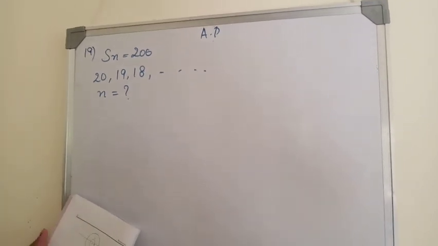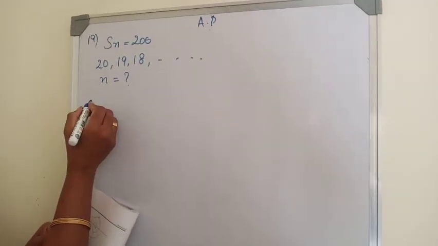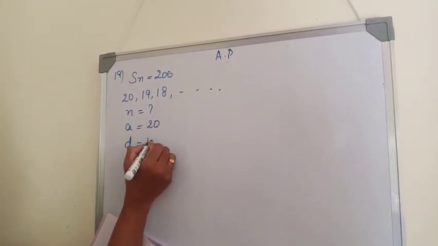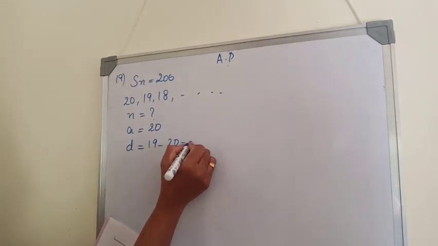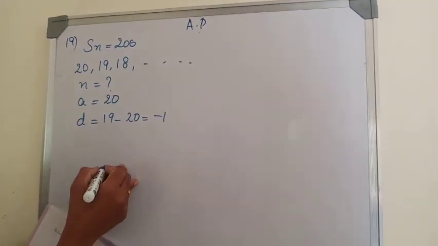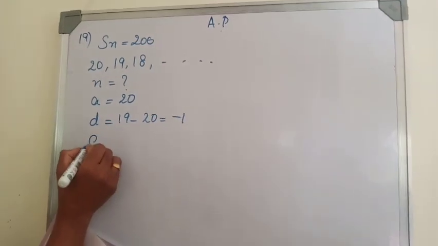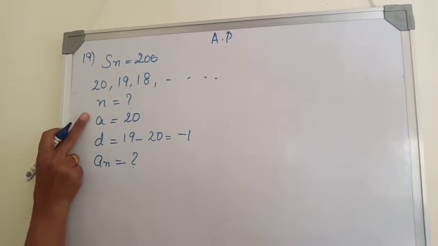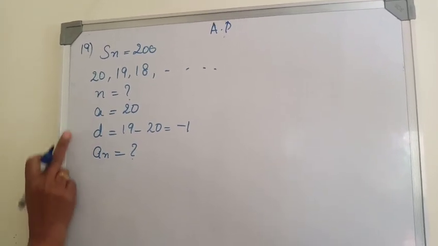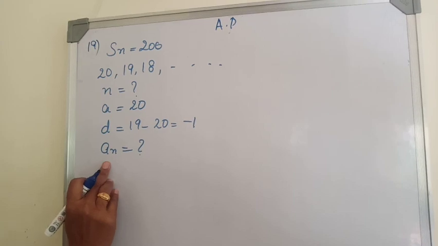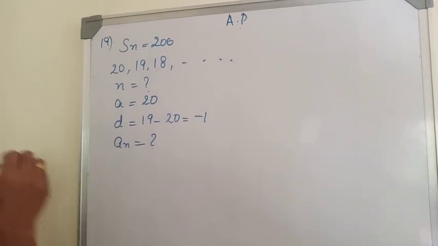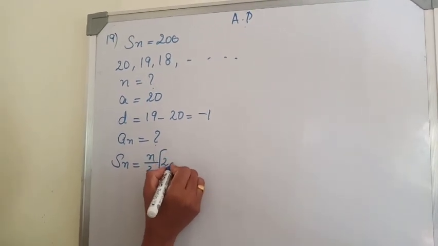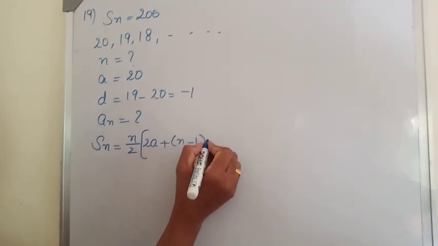That is the question. So here, what is A? A is equal to 20. D is equal to 19 minus 20, that is minus 1. How many logs are there in the top row? That is the last term, so we have to find out A. So 20, 19, 18 is the AP. N we have to find out, in how many rows it is arranged, and what is the number of pieces in the top row. So here Sn is 200. Sn formula we will write. Sn is equal to n by 2 into 2a plus n minus 1 into D.